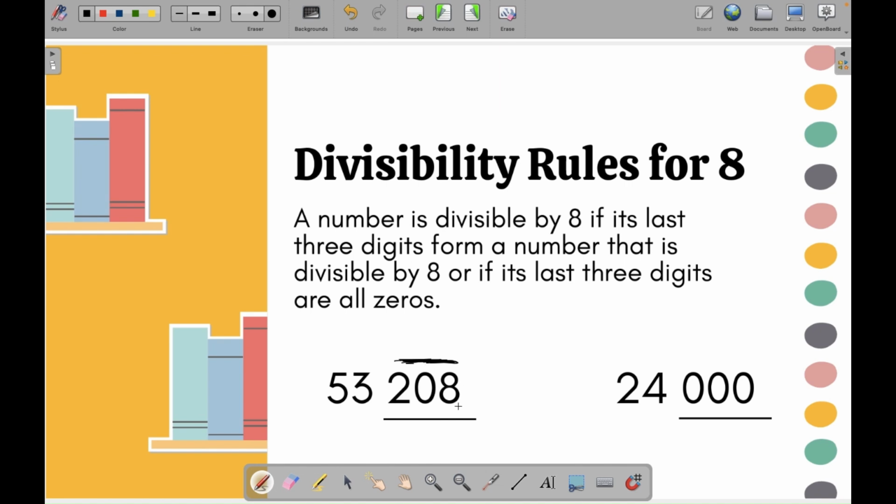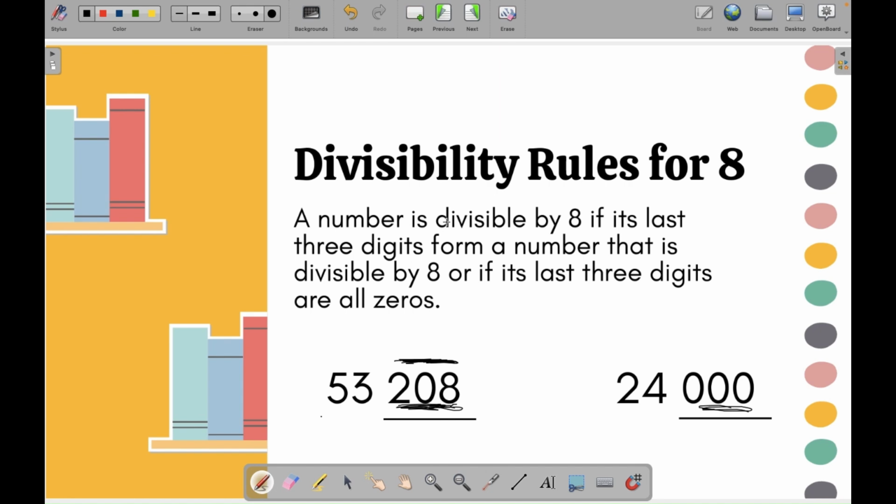So for 2, look at the last digit. For 4, look at the last two digits. For 8, look at the last three digits. So now, instead of checking this entire thing, 53208, which is a large number, we just have to check whether 208 is divisible by 8 or not. Or if the last digits are 0 as well, then also it is divisible by 8, right?